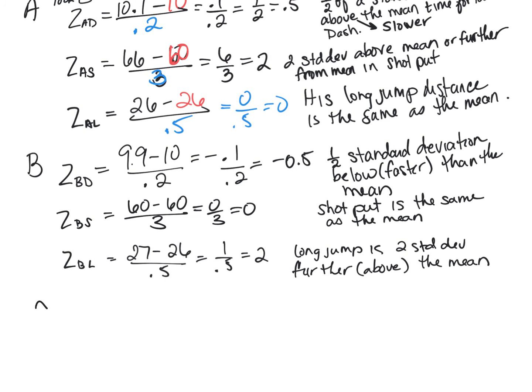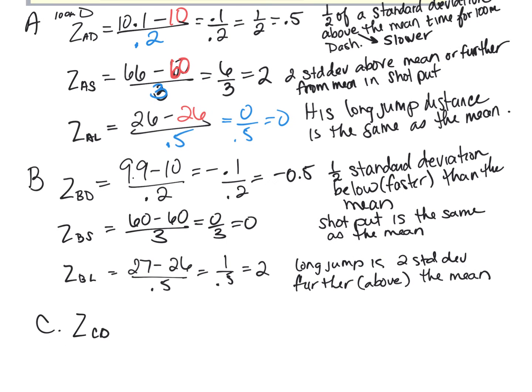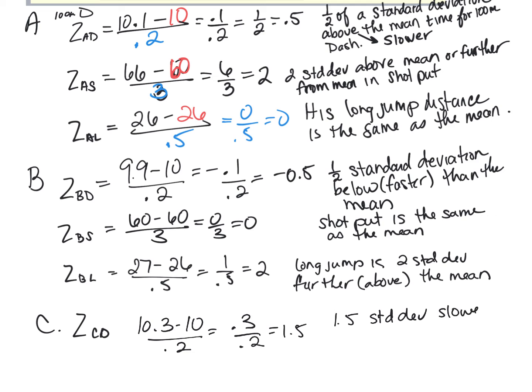And then for C, his dash was 10.3 seconds minus 10 over 0.2. So that's 0.3 over 0.2, which is 1.5. So he's 1.5 standard deviations slower or below the mean.